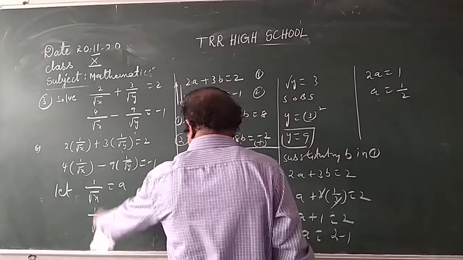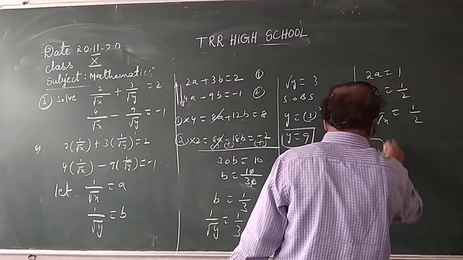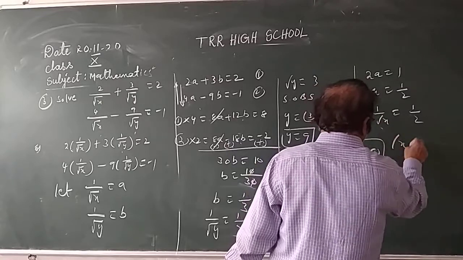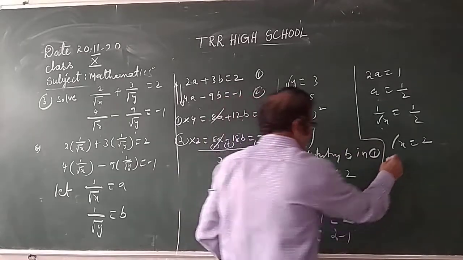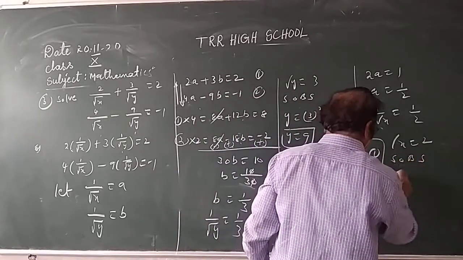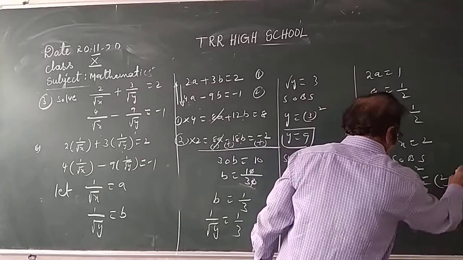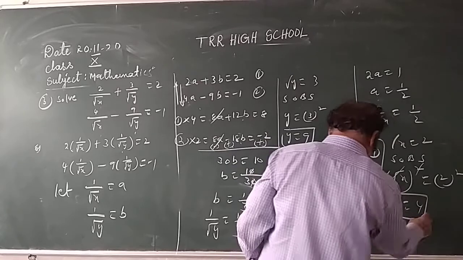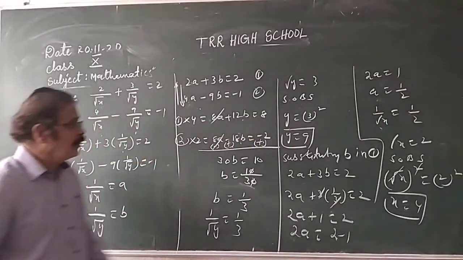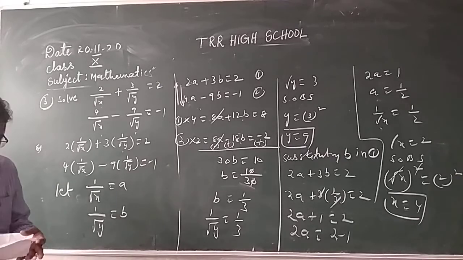What is a? a means 1 by root x. 1 by root x is equal to 1 by 2. Reverse it. Root x is equal to 2. Squaring on both sides, root x square is equal to 2 square. Root cancels. x is equal to 2 square, which is 4. So therefore x is equal to 4 and y is equal to 9.